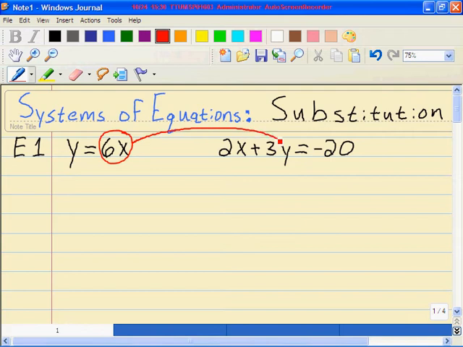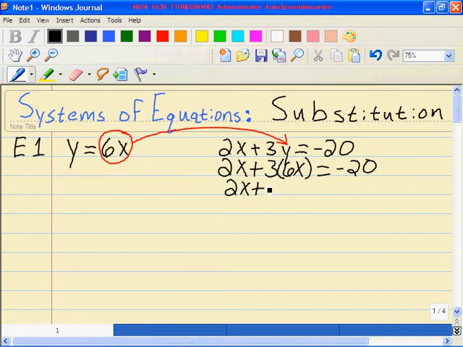We'll take this 6x and we will substitute it in for y in equation number 2, giving us 2x plus 3, and then we're taking the y out and we're going to put in a 6x, is equal to negative 20. So now we will get rid of the parentheses by doing multiplication, collect our like terms, and then divide. So 2x plus 3 times 6x will be 18x is equal to negative 20.